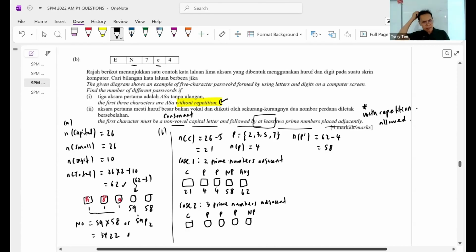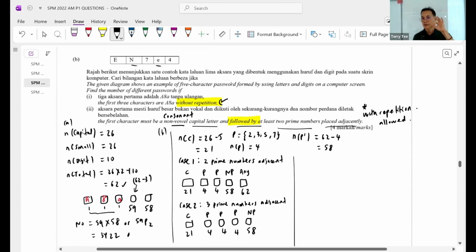Correct? By the way, some people say, can you put any and then 2 prime here? Cannot, because the question says followed by. This is also a confusing thing for a lot of people. What do you mean by followed by? After capital letter must be straight away prime number. So you cannot put any, you cannot put non-prime. All right. So come back to this: capital 21, prime 4, prime 4, prime 4, non-prime 58.